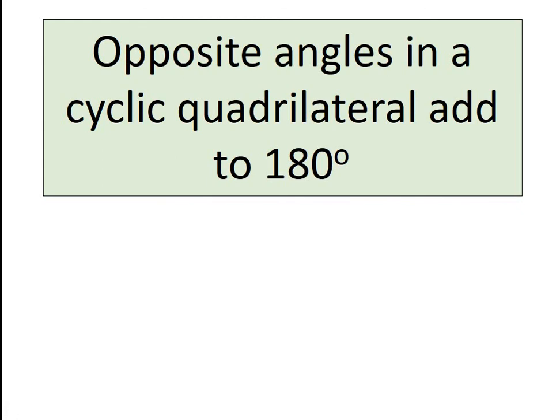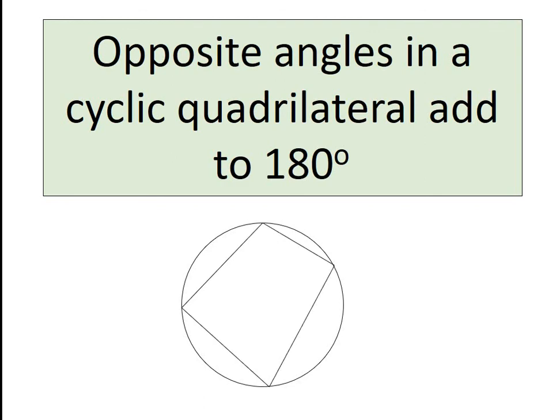Okay, the next one, opposite angles in a cyclic quadrilateral add up to 180. So a quadrilateral is a four-sided shape. Cyclic quadrilateral means a four-sided shape within a circle. And it's the opposite angles that will add up to 180 degrees. They're not identical, they just add up to 180. So A and C would add up to 180, and B and D also add up to 180, but they could all be different sizes.